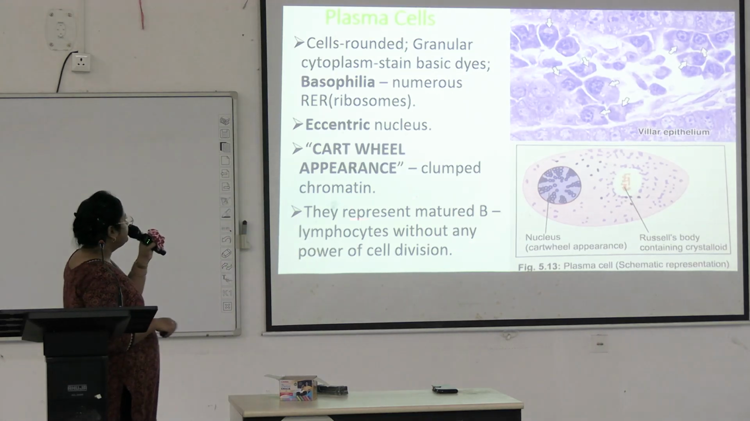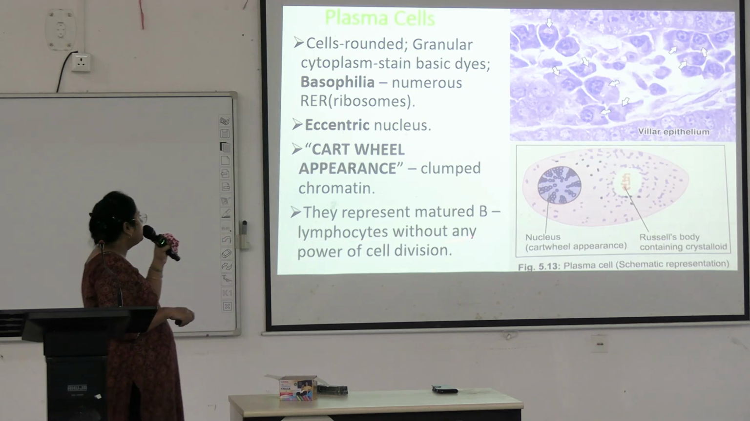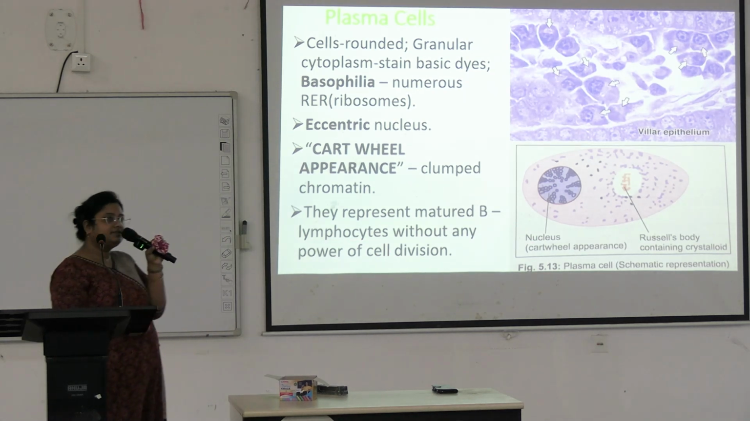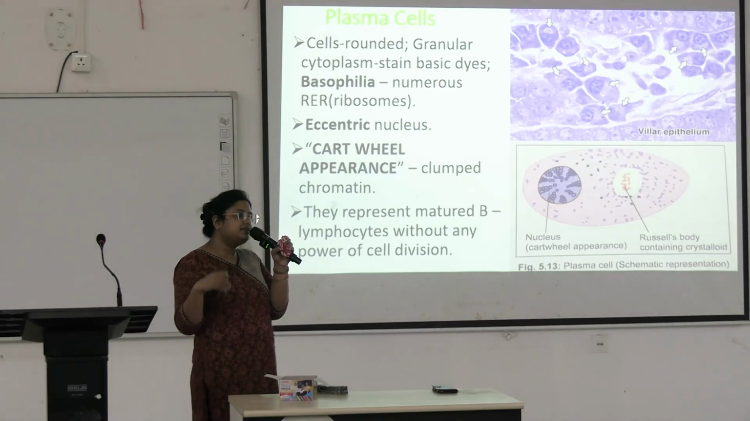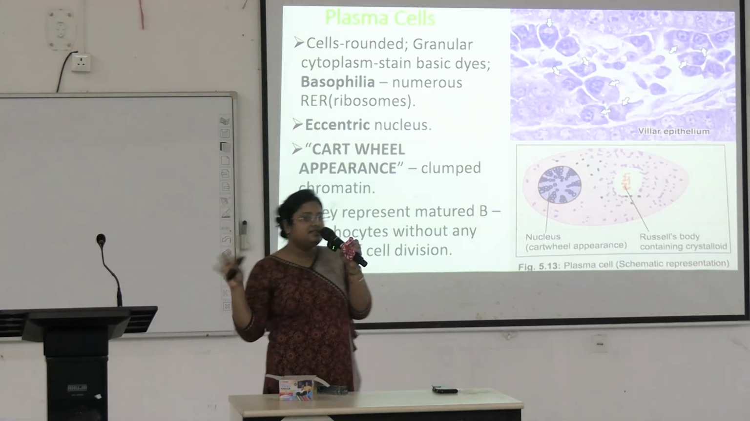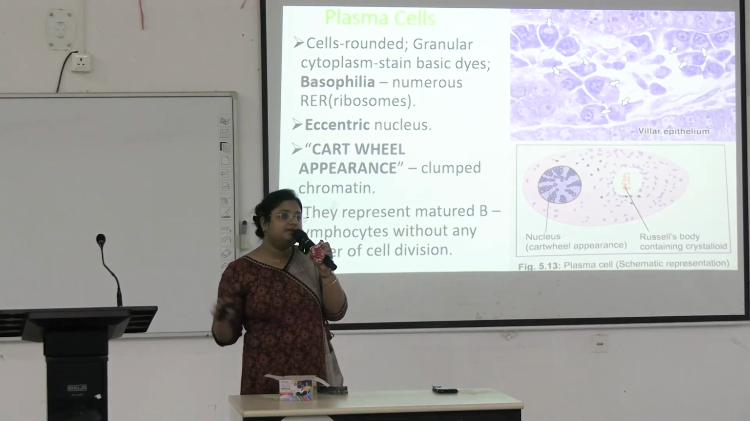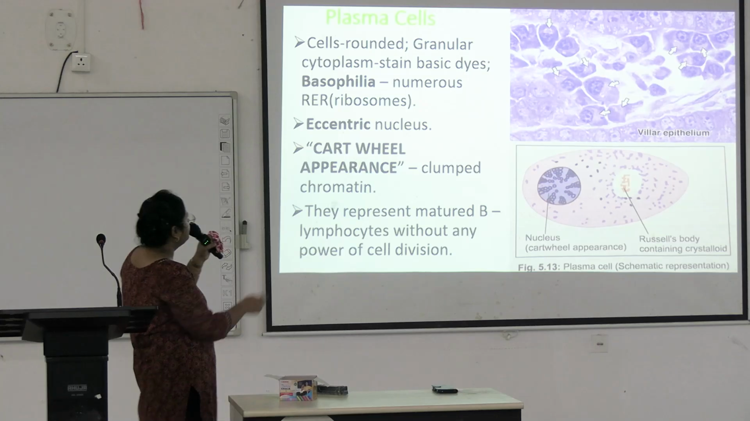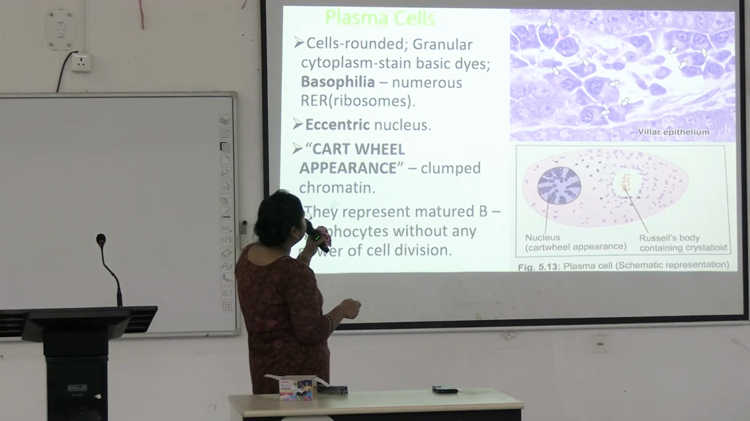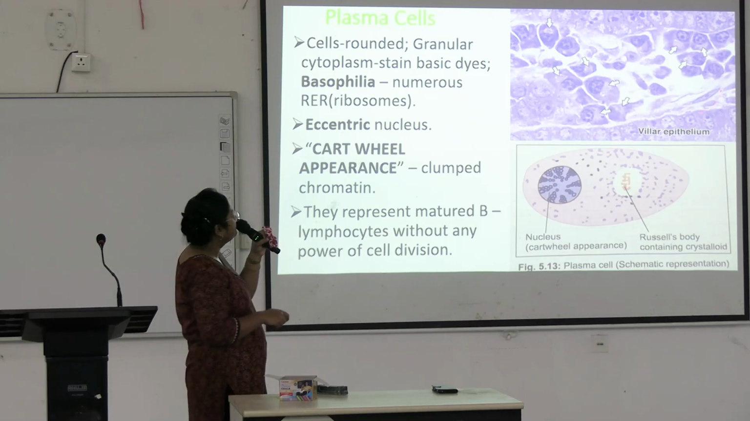Next, they represent matured B cells, B lymphocytes, without any power of cell division. B cells are converted into plasma cells when there is need of antibodies, and after transformation into plasma cells they cannot divide. So these are the plasma cells in an HE staining specimen.